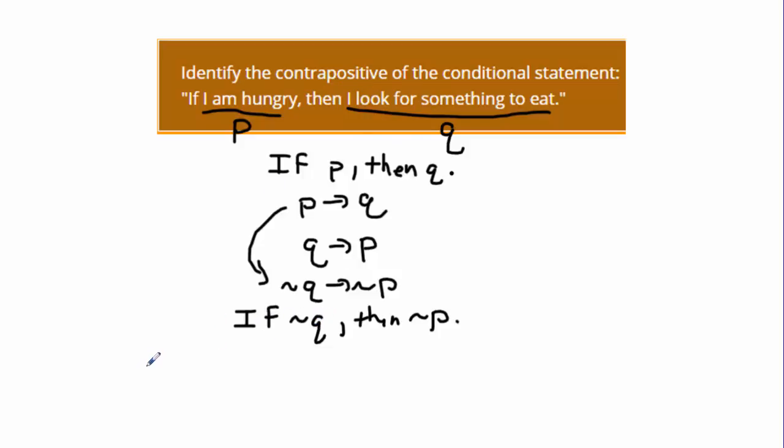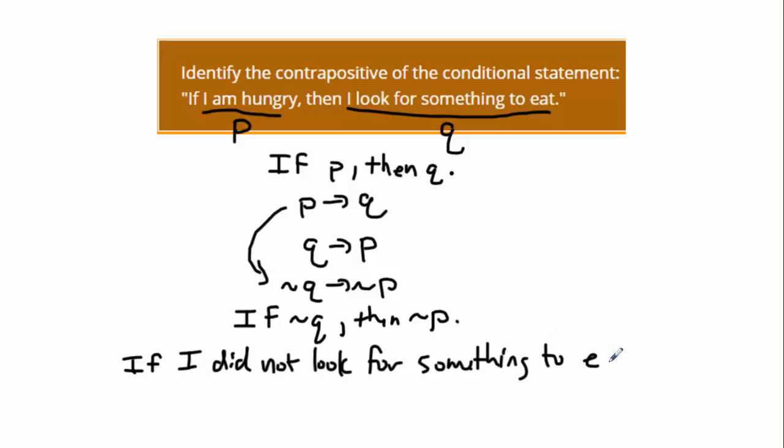So if not Q, so if Q was I look for something to eat, the negation of Q would be I did not look for something to eat. So if I did not look for something to eat, that's the negation of Q. Then the negation of P would be I am not hungry. So if I did not look for something to eat, then I am not hungry.